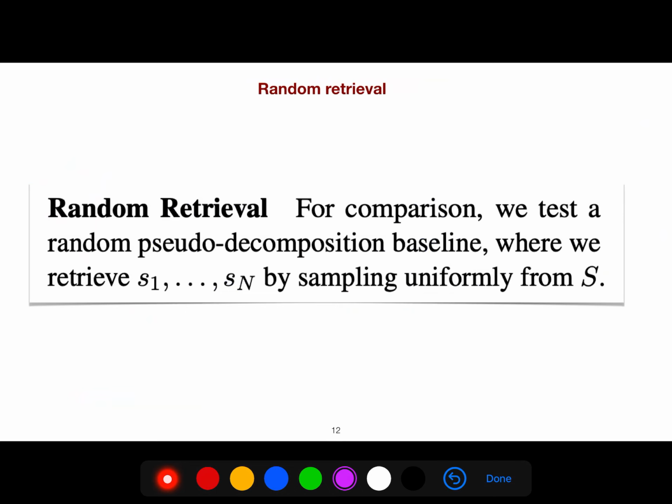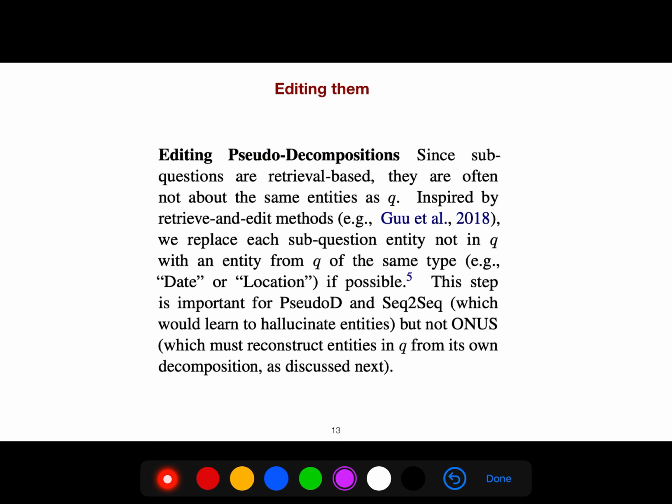And of course, we use random retrieval in the algorithm. I will show you when and where. But it is for comparison, we test the random pseudo decomposition. So we retrieve these S1s by sampling uniformly and editing them. There is a good article on how to edit that to create something more appropriate and related to the context, some words related to the context.